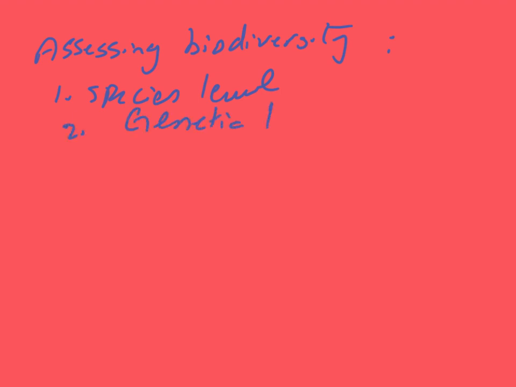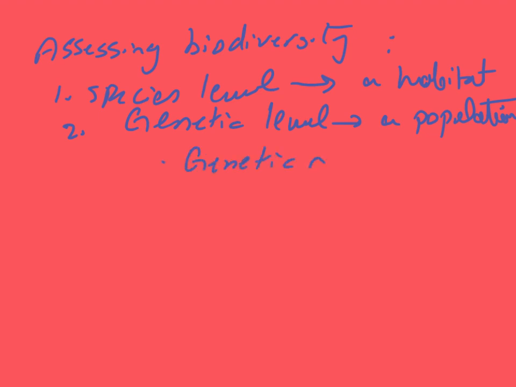Assessing biodiversity. Biodiversity can be assessed on two different scales. The first scale is the species level that lives in a habitat, and the second is the genetic level in a population. So species level in a habitat and genetic level in a population. In this way, we can modify the concept of biodiversity to include genetic diversity, which means the difference between genes in a population.